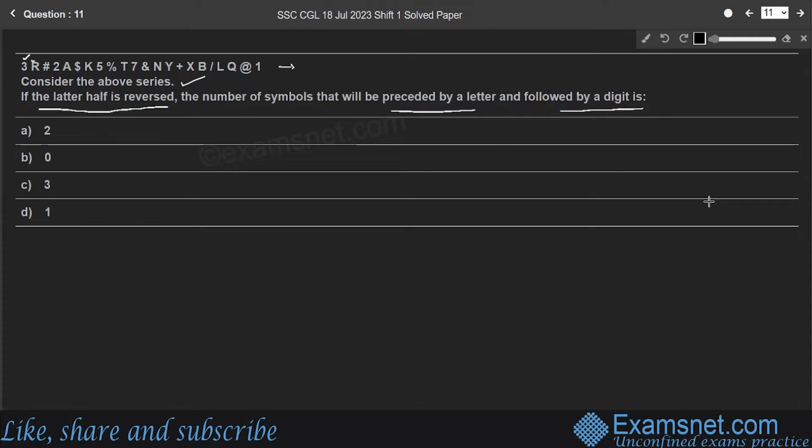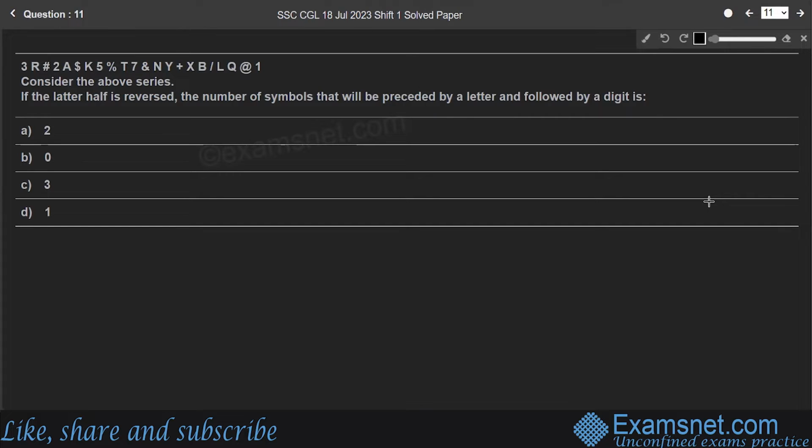So there are 1, 2, 3, 4, 5, 6, 7, 8, 9, 10, 11, 12, 13, 14, 15, 16, 17, 18, 19, 20, 21, 22. Totally, there are 22 symbols and letters together in the given series, right? So half of 22 is 11, right? So this latter part is the last 11 letters and symbols, right?